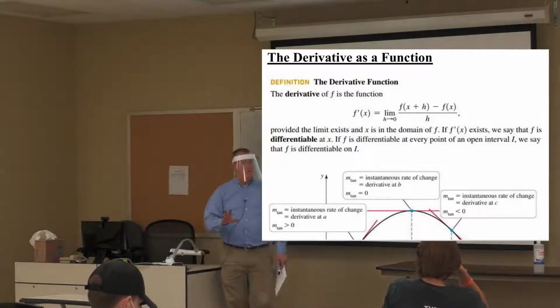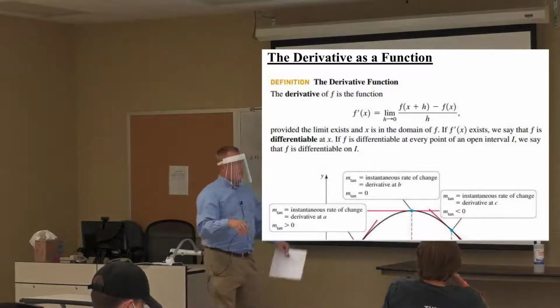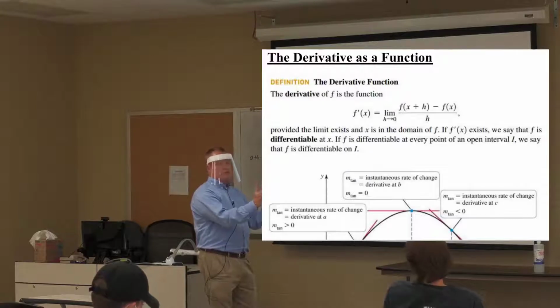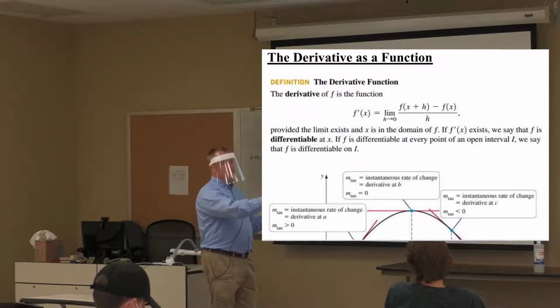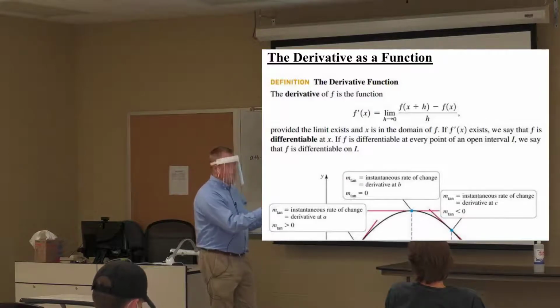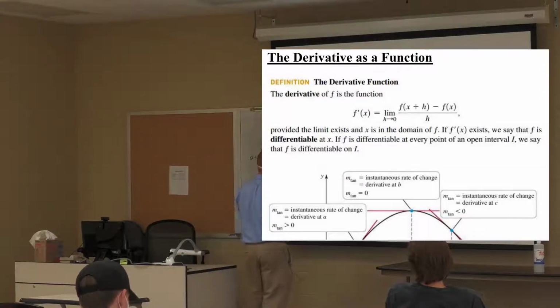Okay, so now when we say derivative, we're thinking of the derivative. This is a different function. It is a function that's going to produce the slope of the tangent line at a particular point. Okay, so the derivative of f is the function.